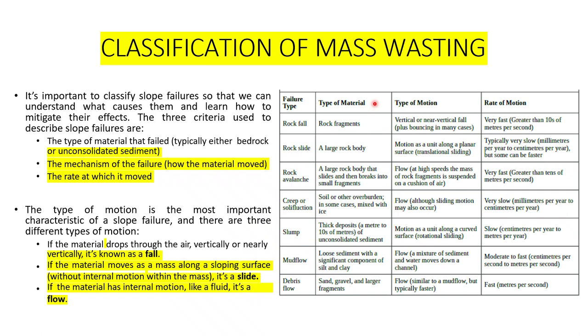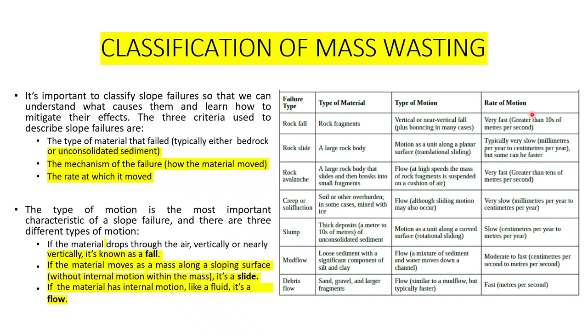And then we look at the type of materials. This is the type of material that is involved in the mass wasting event. The different types of materials, including rock, soils and unconsolidated sediment, will determine what type of failure it is. And then we move into type of motion. This is the way the materials move during the mass wasting event. The different types of motion include vertical fall, sliding or flowing.